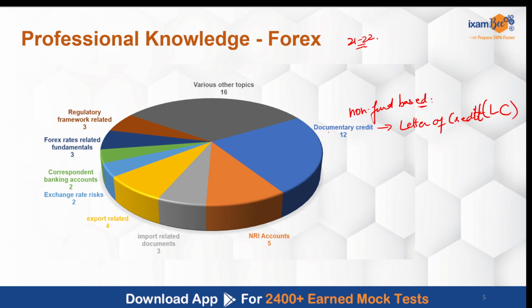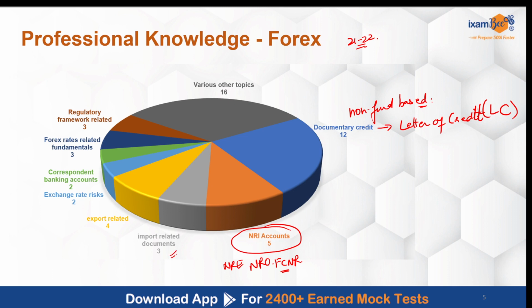There were questions related to terminologies related to letter of credit, the parties involved in letter of credit, various types of letters of credit. Like this, a lot of questions had come. Another important topic was related to NRI accounts. Various kind of accounts NRIs can open in the banks in India, like the NRE account, the NRO account, FCNR account. So certain features related questions related to these accounts was asked.